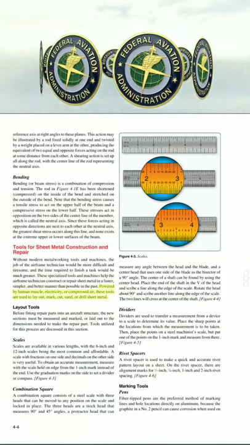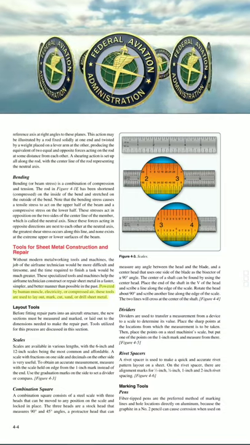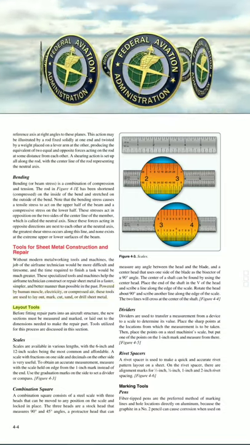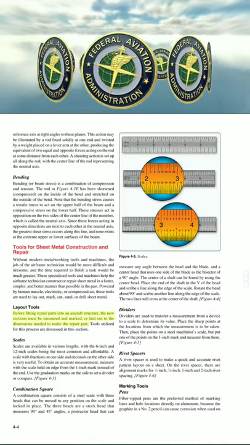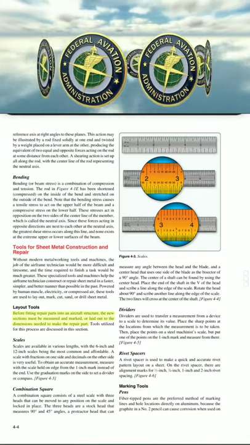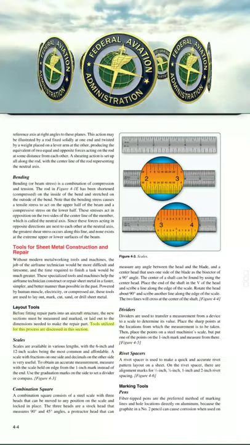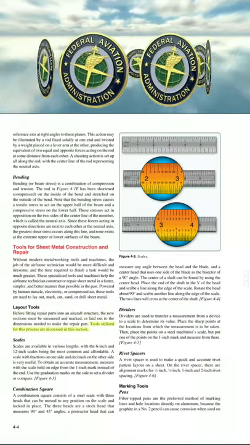Powered by human muscle, electricity, or compressed air, these tools are used to lay out, mark, cut, sand, or drill sheet metal. Layout tools. Before fitting repair parts into an aircraft structure, the new sections must be measured and marked, or laid out, to the dimensions needed to make the repair part. Tools utilized for this process are discussed in this section.